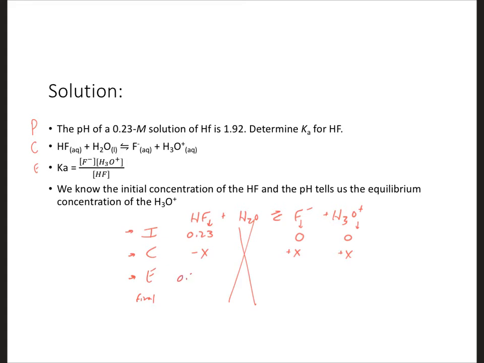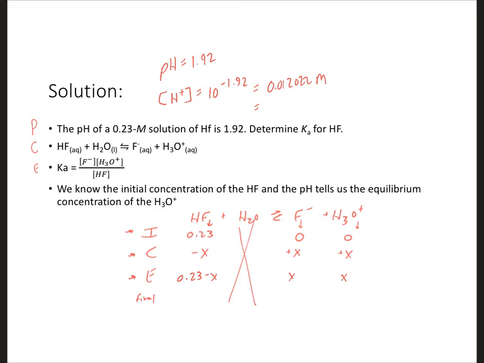This is now going to be 0.23 minus X. 0 plus X is an X. 0 plus X is an X. And so for this problem, I don't actually have to write out the equilibrium expression right now because they've given me a pH. pH in this problem has been set equal to 1.92. If I want to go from a pH to a proton concentration, if I want to get the H plus concentration, I'm just going to say 10 raised to the negative pH, and so when I do that, my calculator is going to say 0.012022, and that's going to be a molar concentration of H pluses.